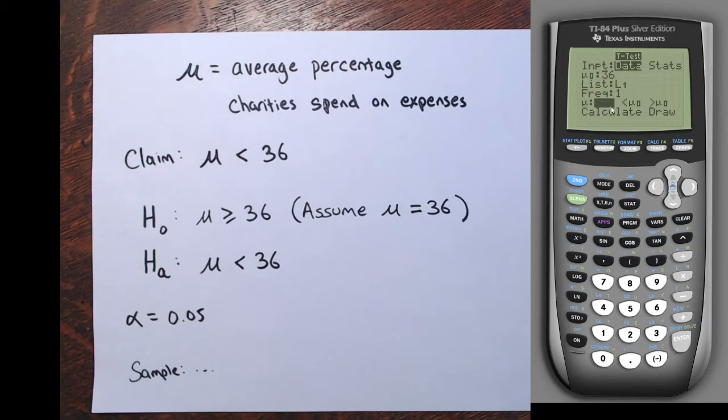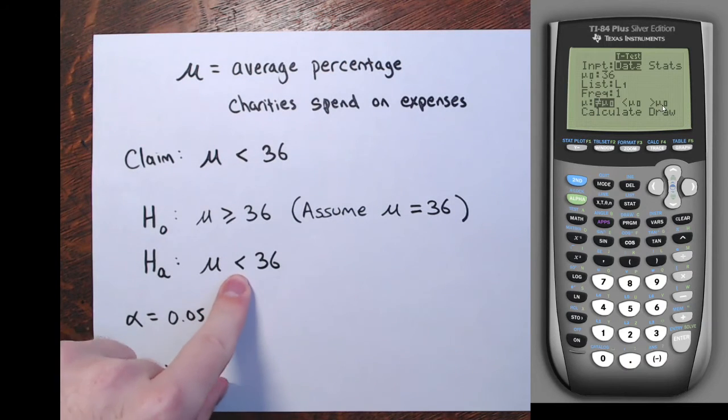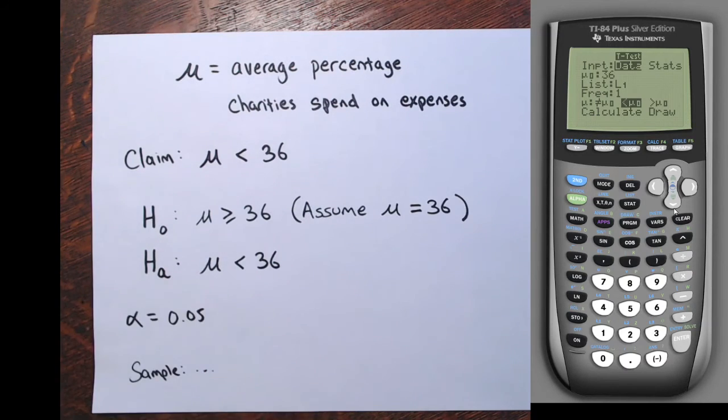Then this next line is, what kind of a test is it? We see here it's a left-tailed test. This is basically telling me what the alternative hypothesis looks like. Is it that mu is not mu0, less than mu0, greater than mu0? Mu0 is 36. Well, we have mu is less than 36. We're testing that the mean is less than 36%. Right? So I move it to that and then go calculate.